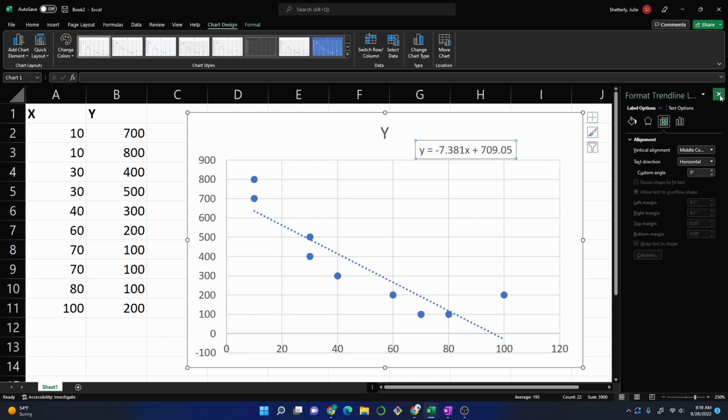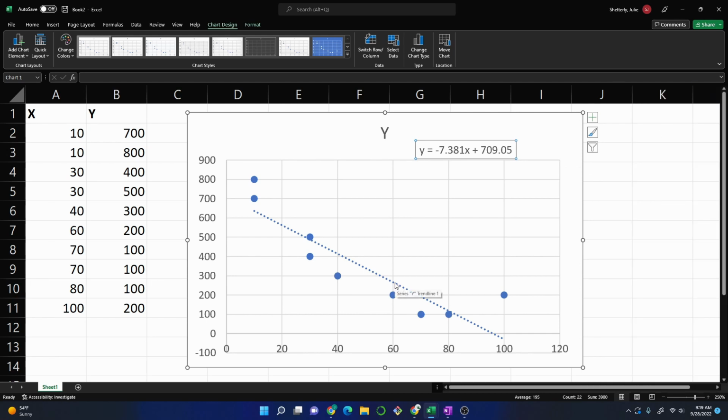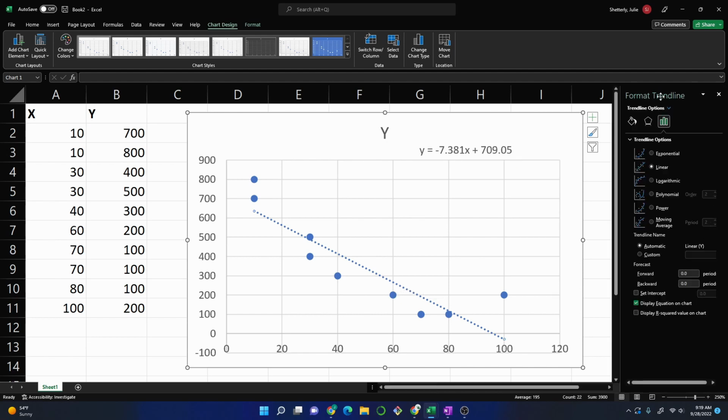And again, one more time, if you were stuck with trying to display that equation, hover over the trend line, double click, and it will pop up the Format Trend Line, and all you have to make sure is that you display the equation on chart. Make sure that checkbox is indeed checked.